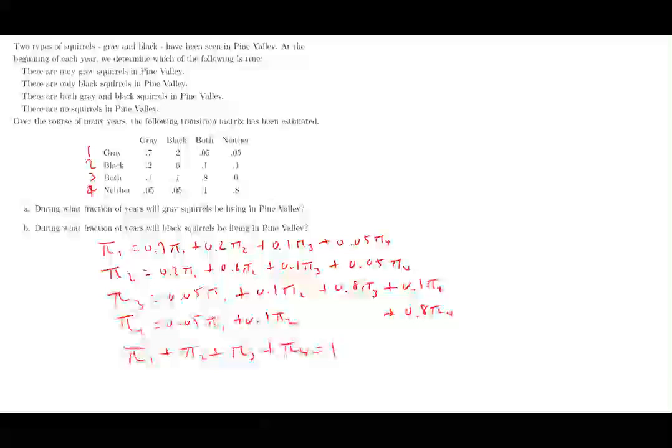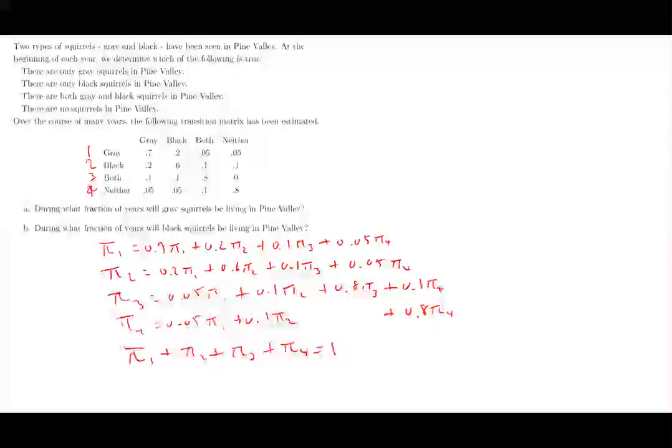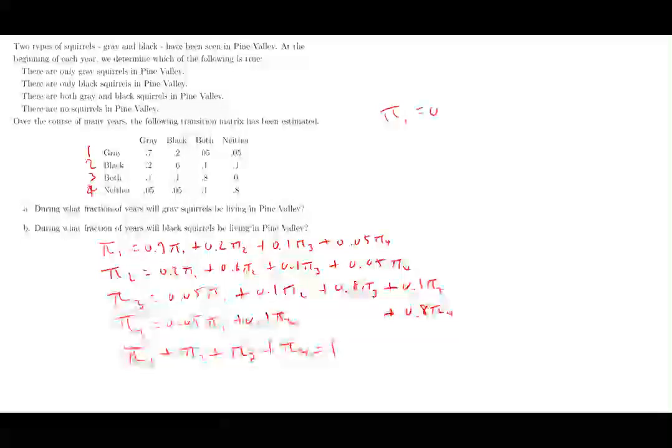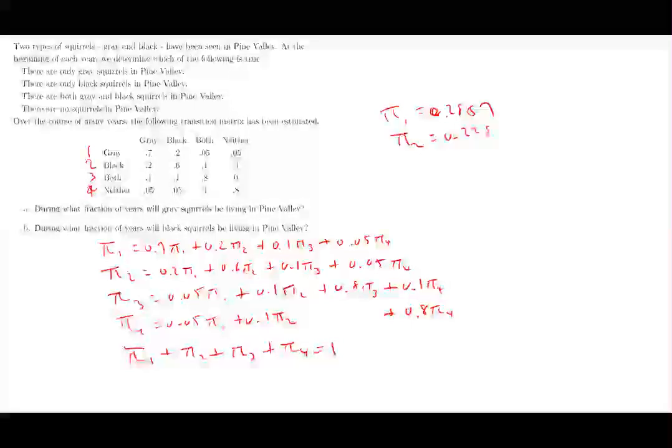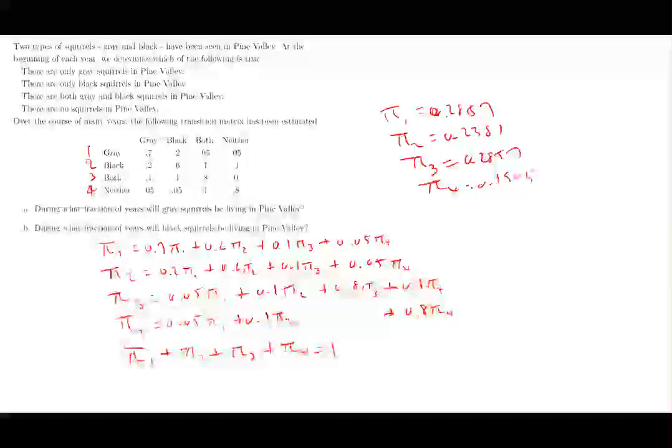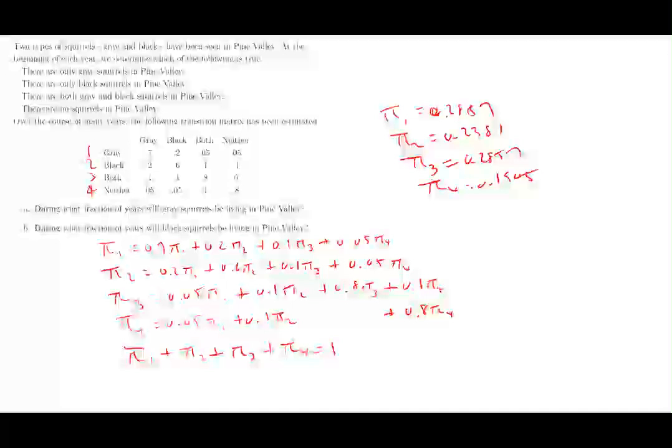Okay, so then I have my equations, and I can solve. I end up getting pi1 equals 0.2857, pi2 equals 0.2381, pi3 equals 0.2857, and pi4 is 0.1905. Okay, so I have all of my limiting probabilities.